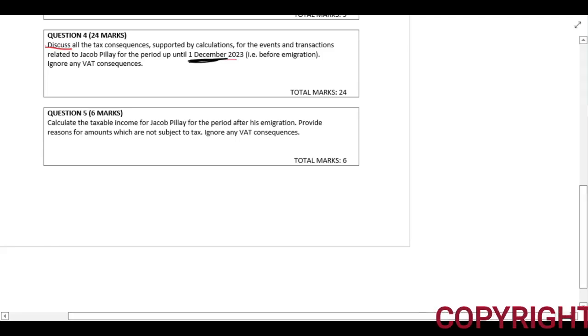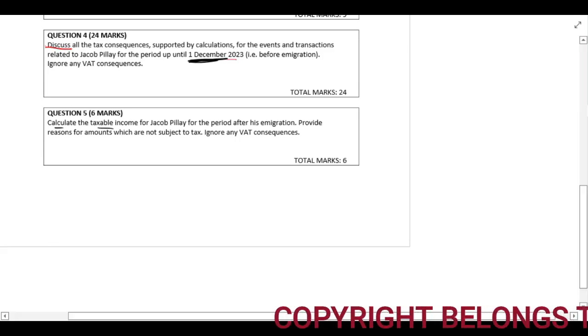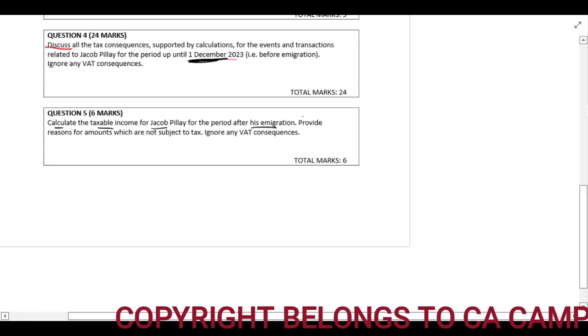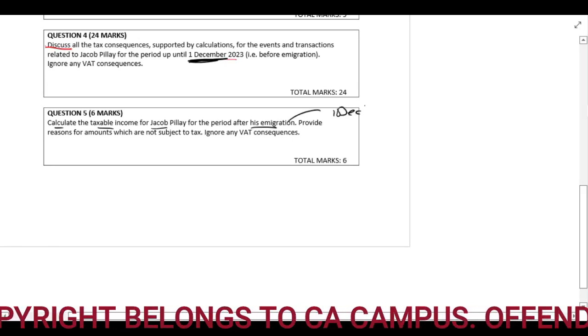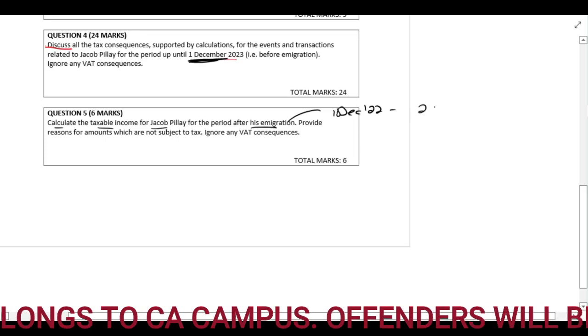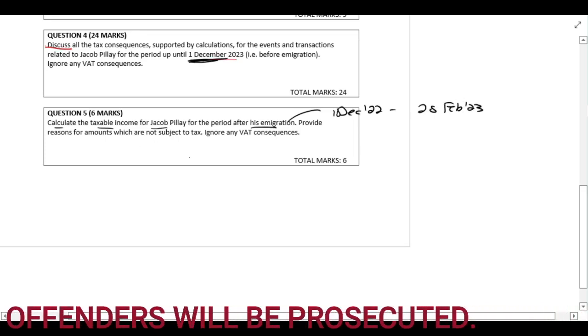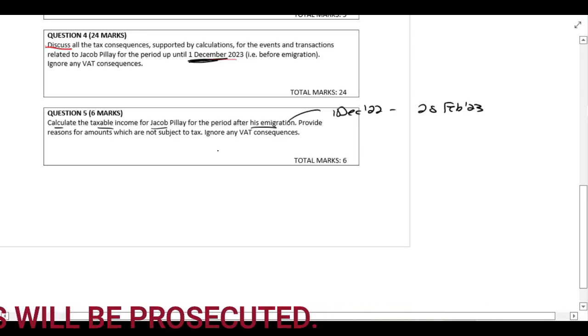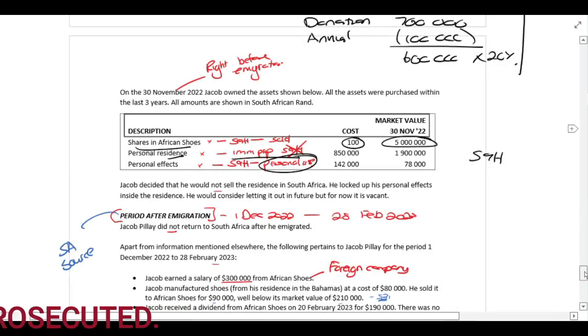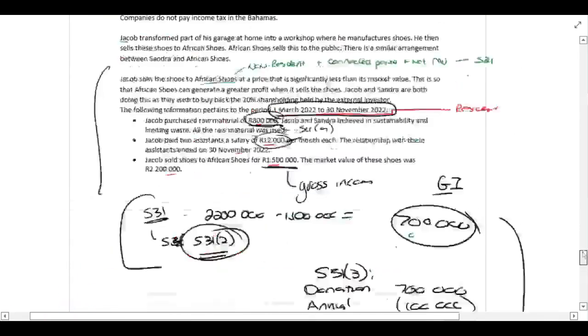Question 5 says, calculate the taxable income for Jacob Pillay for the period after his immigration. So that's 1 December 2022 to 28 Feb 23. Provide reasons for amounts which are not subject to tax. Ignore any VAT consequences. Now again, let's quickly just remind ourselves what happened here.